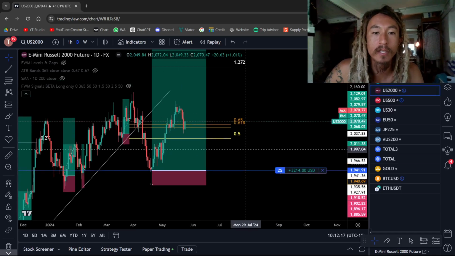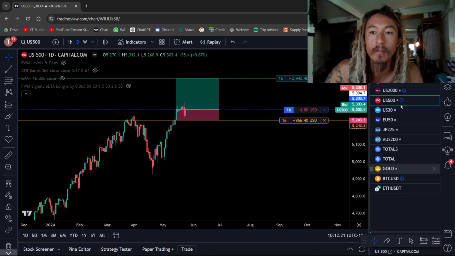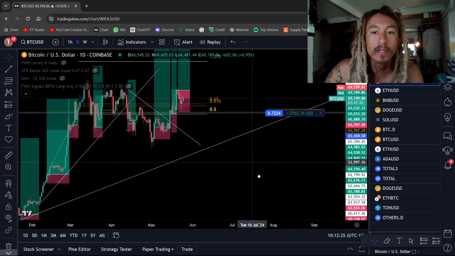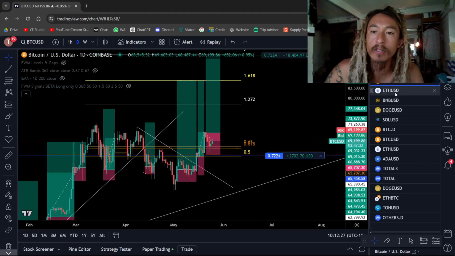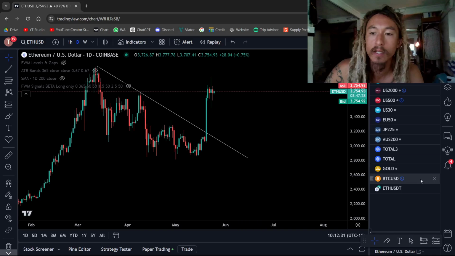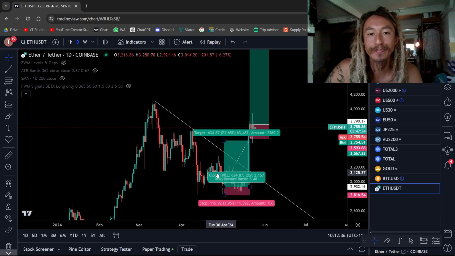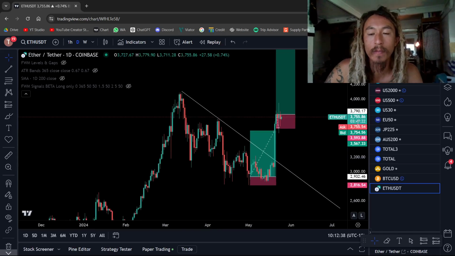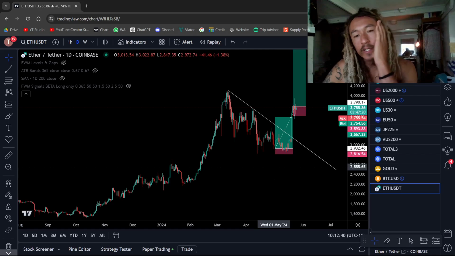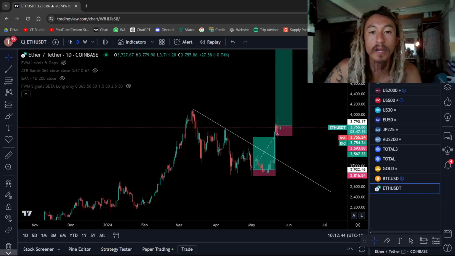US 2000 also running at 3R, US 500 around break even. And then as far as crypto, we have Bitcoin running, and we had ETH. We had a monster long on ETH that got stopped out like this, and that's fine. Ran for about 6R.